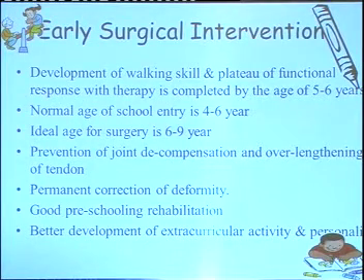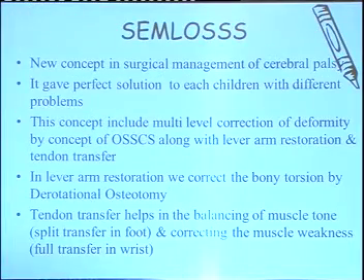If you can do it by this stage, the child has only lost about 1 year, because this is the normal entry. You adjust about the same time. The ideal age for surgery is 6 to 9 years, because the child can then cooperate with your balancing. Benefits: prevention of joint decompensation and overlengthening of tendon, permanent correction of deformity, good preschooling rehabilitation, better development of extracurricular activities.